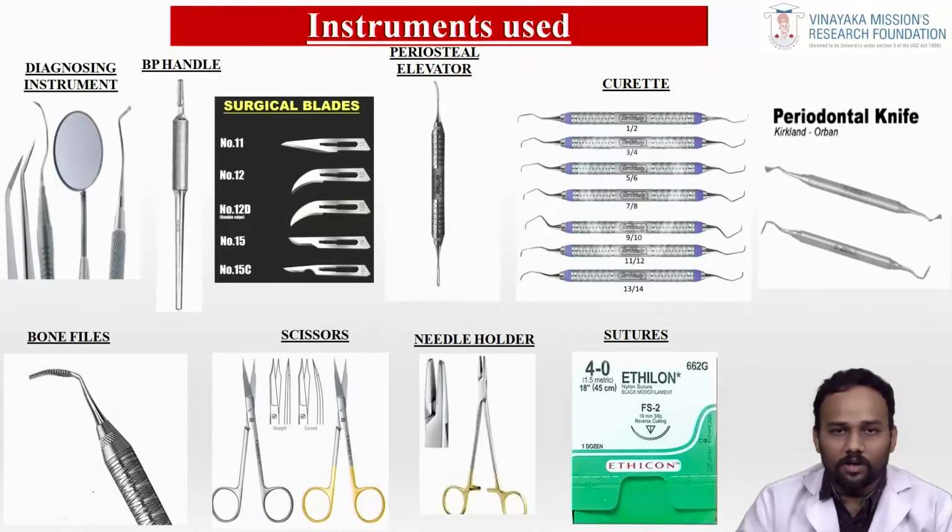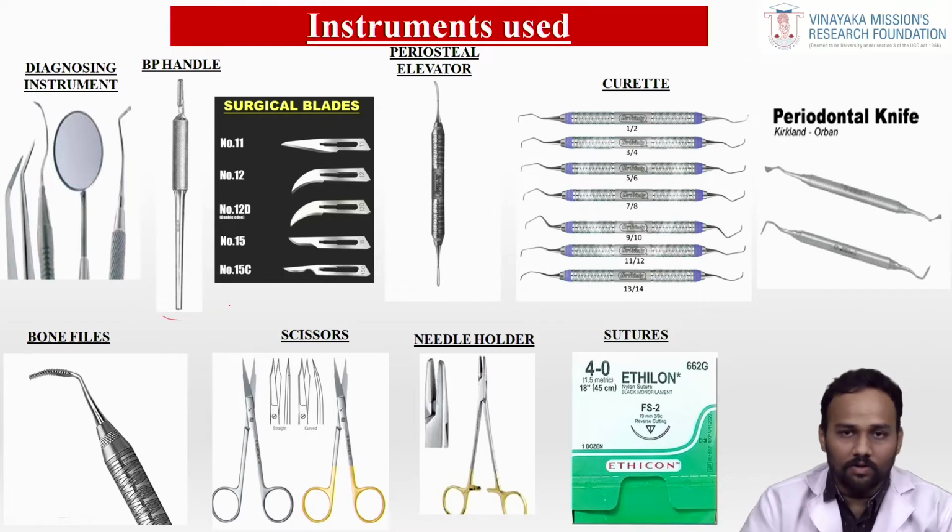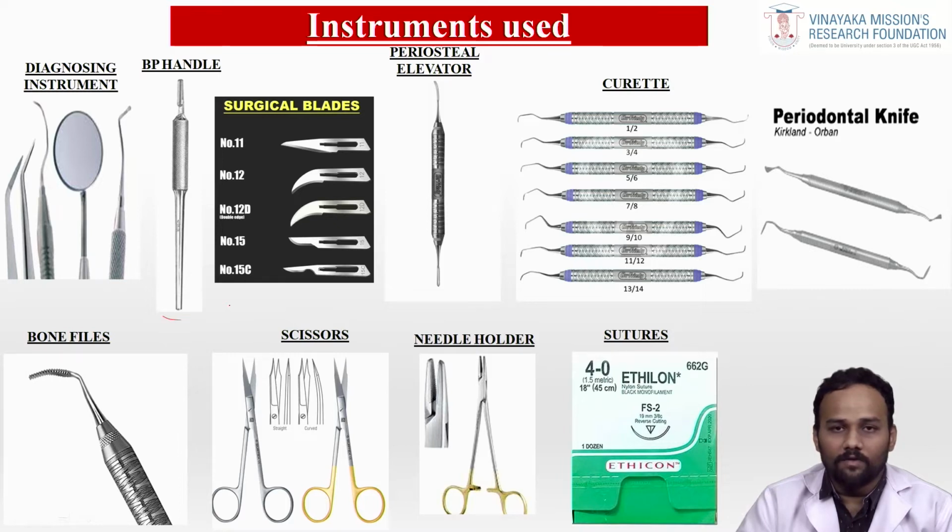These are the most commonly used periodontal surgical instruments, such as the diagnostic instruments. Then comes the BP handle, that is the round body. Then surgical scalpels like number 11, number 12, number 12D, 15 and 15C, which are most commonly used in periodontal surgeries. And then periosteal elevators, Goldman-Fox and Glickman; the Goldman-Fox or Glickman elevator are most commonly used. Then curettes like Gracey curette and universal curette. Then excisional and incisional knives like Orban and Kirkland knife. Then bone files for reshaping the alveolar bone, like Schluger and Sugarman bone files, are most commonly used. Then scissors and needle holder, Mayo-Hegar needle holder.